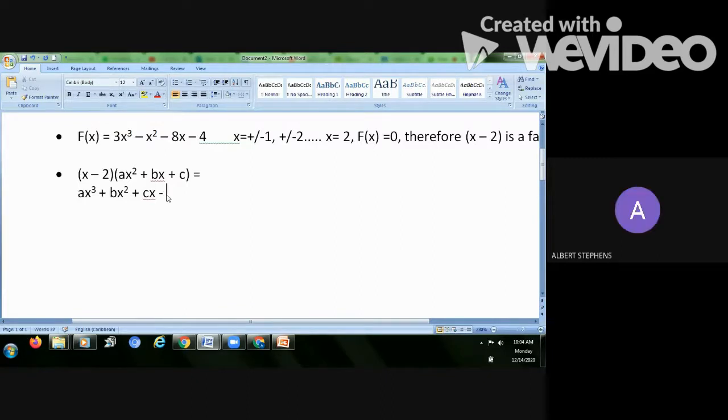Sir, can I ask, the ax cube plus b2? How did you get that? All right. The question is, if I had Zoom I could write on this. But anyway, would you agree with me that to work this out, we're multiplying x times everything here, right? So it's x times.